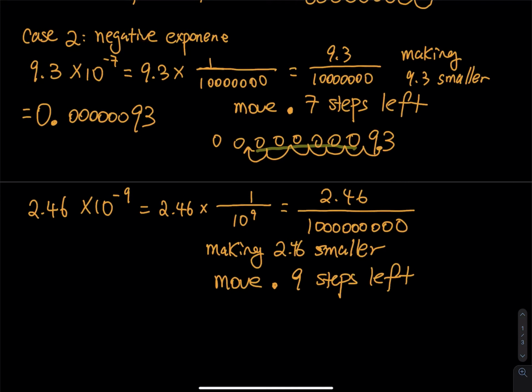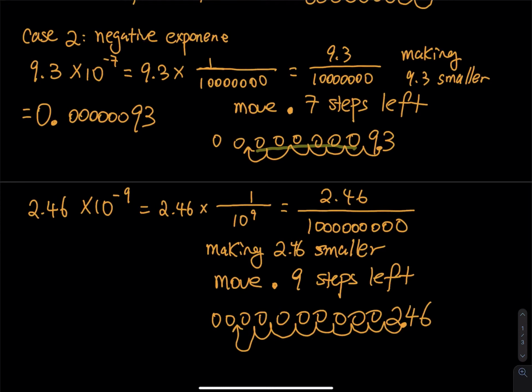So we have 2, 4, 6, and then we draw a bunch of zeros. And then we start the move starting at this point: 1, 2, 3, 4, 5, 6, 7, 8, 9. So that's where we stop. And then how many zeros do we have? 8 zeros. So that is equal to 0 point 8 zeros, and then 2, 4, 6. So this is how we convert a scientific notation to decimal.